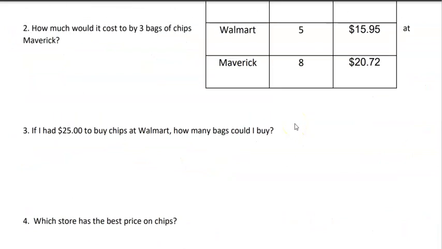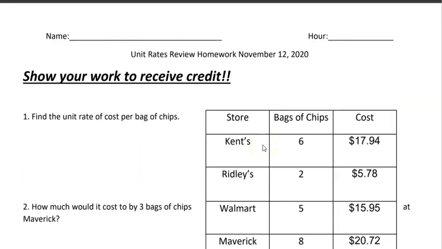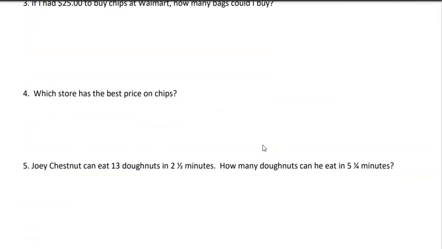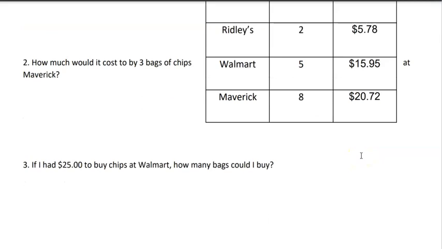Okay, so the next question is asking which store has the best price on chips. So I think the software got rid of the unit rates I'd written above, but you would just go and compare and see which of them had the cheapest dollar amount for just one bag. So I'm going to read those off. For Kent's, it said $2.99. For Ridley's, it said $2.89. Walmart, it was $3.19. And Maverick, it was $2.59.